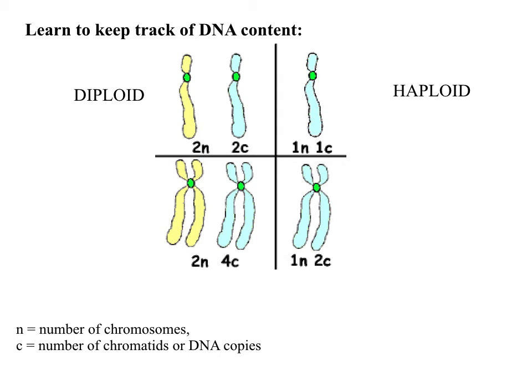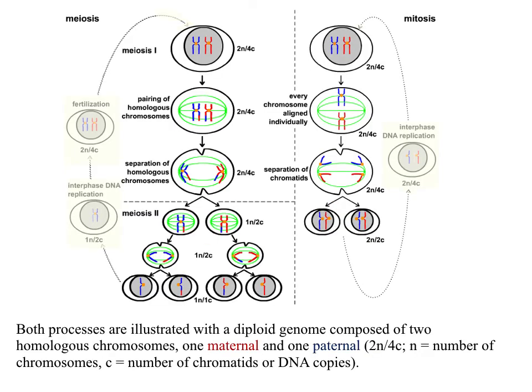We have the same number of chromosomes, 2N or diploid, but we have double the DNA content, or double the number of chromatids. And again, here is another picture that might help you, comparing meiosis 1 and mitosis. Both processes are illustrated with a diploid genome composed of 2 homologous chromosomes, one maternal one represented in red and one paternal one represented in blue.